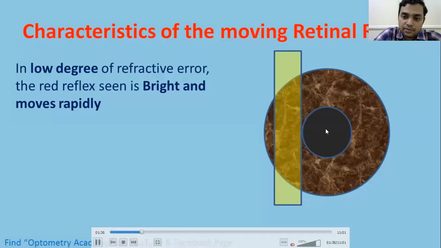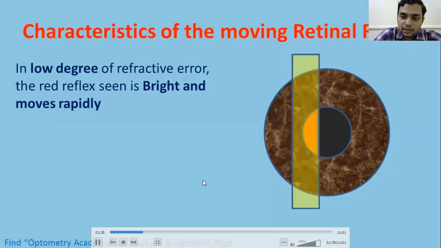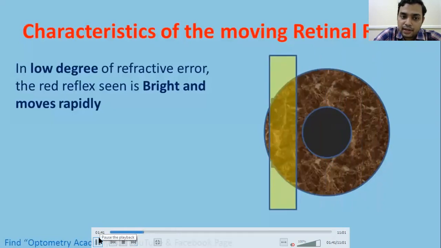So you observe this video. In the pupillary area, you can see the reflex. So you can see bright reflex which moves rapidly along with the movement of the retinoscope.